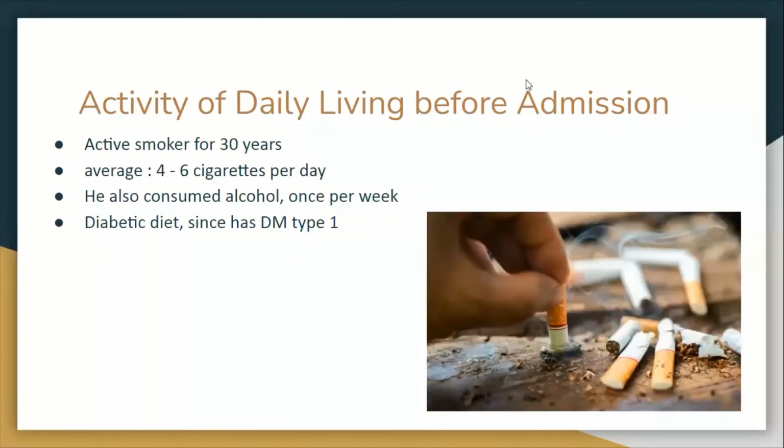For the activities of daily living before admission, he is an active smoker for the past 30 years, which means he started smoking at the age of 30 years old. Average is about 4 to 6 cigarettes per day, which is very much. He also consumed alcohol, but seldom, about once per week.